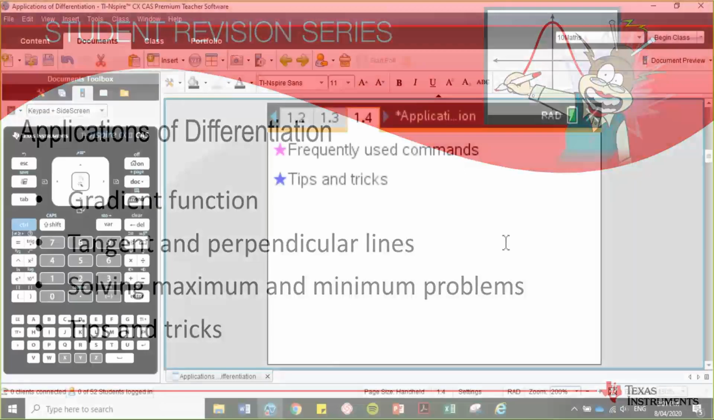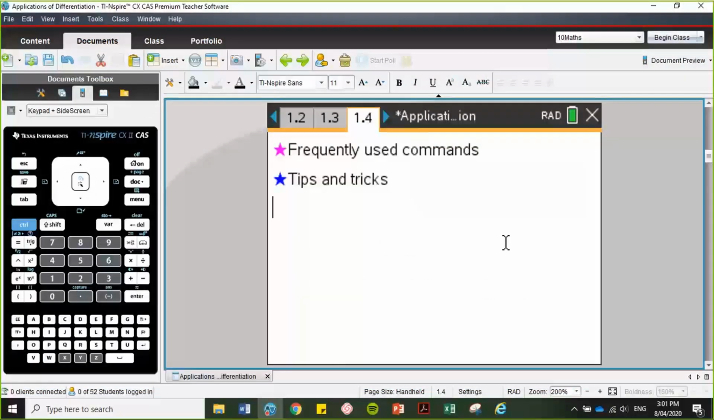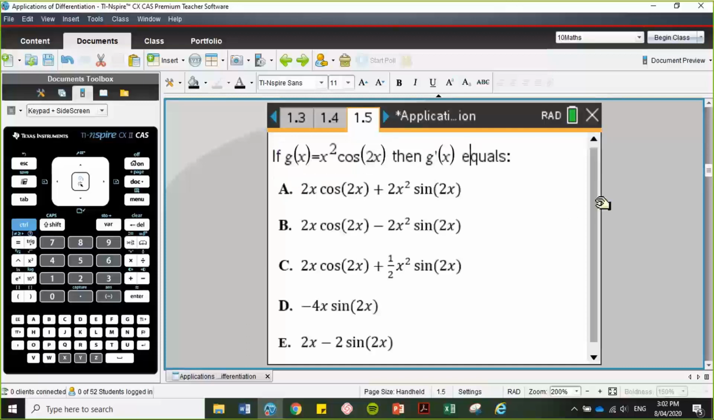So in the session, I'll be taking you through some example questions. The questions I've picked are the sort of questions that you might get on an exam, either multiple choice or extended response. And I'll hopefully be able to show you some frequently used commands, maybe some shortcuts and some tips and some tricks. So we're going to start off with this example here.